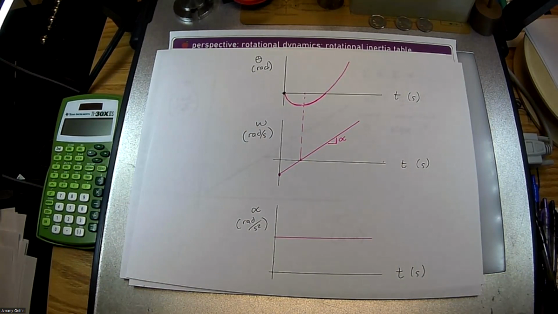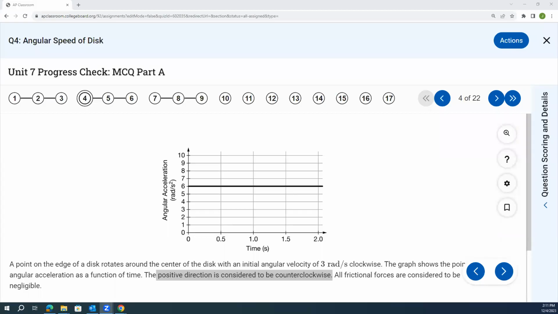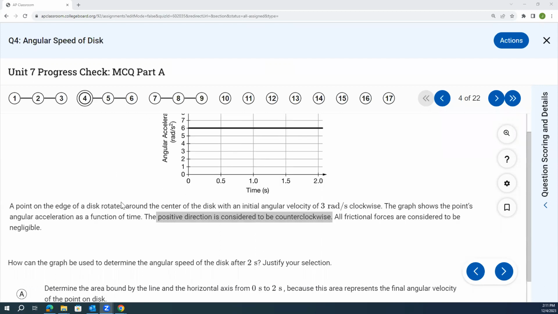All right, let's switch back over. I forget what they were asking, but it'd be good to know that. It'd be good to see the graph they gave you and the premise and be able to put that all together in your head. Now, we've got 3 questions, so I guess we're going to answer 3 questions. How can the graph be used to determine the angular speed of the disk after 2 seconds? Ooh, angular speed of the disk.